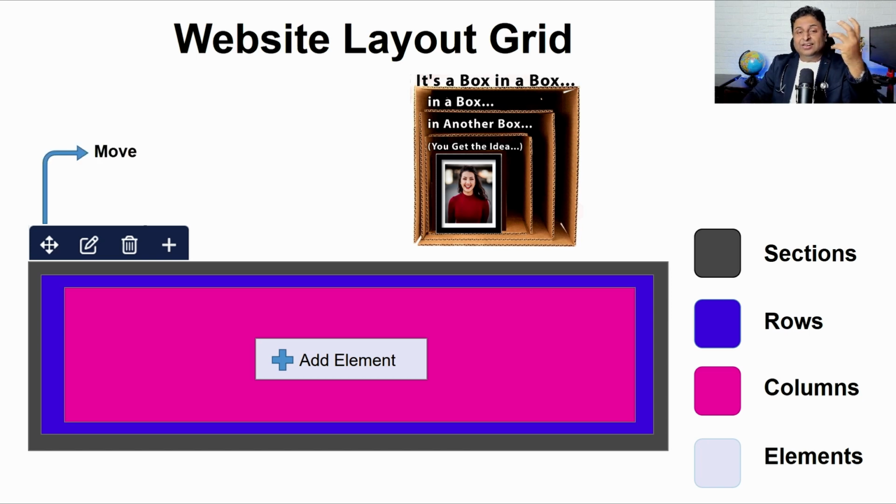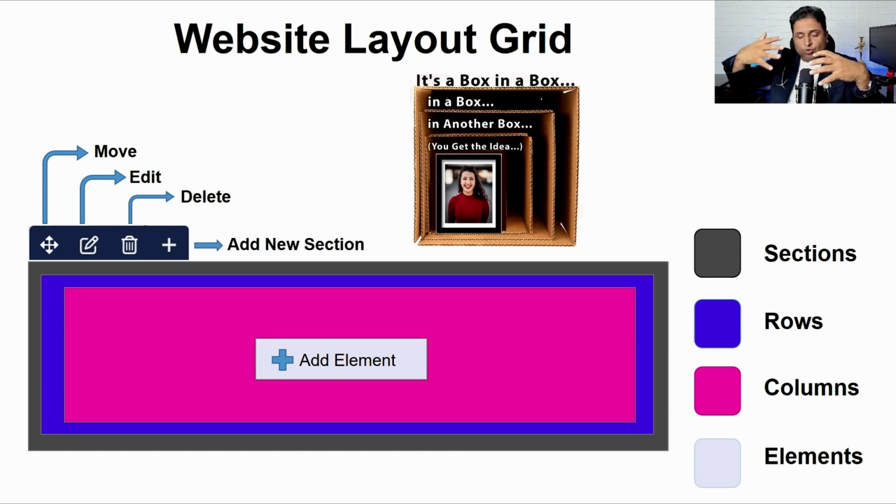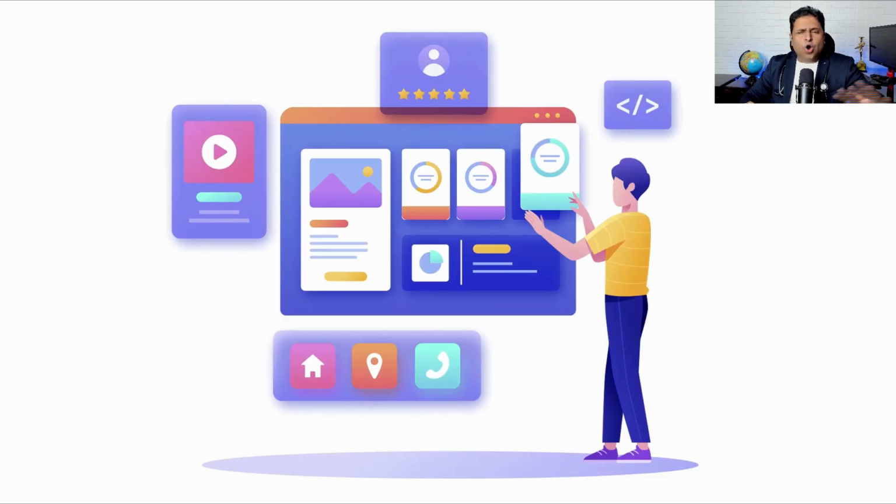For example, the first one is called move. To move this box around, you can use that. Then you have an edit icon, then you can delete this box, and if you want to add more boxes or next boxes, you can have new sections. Like that, these settings will be there for sections, rows, columns, and elements, which I'll explain better later, right? So it's all about arranging the boxes in the right way so that you get the image in a very specific structure of the design of the website.